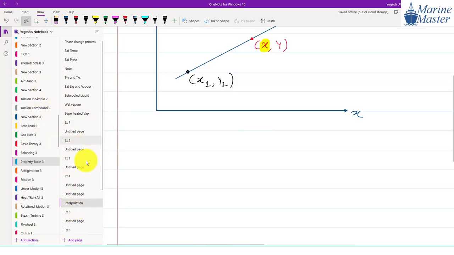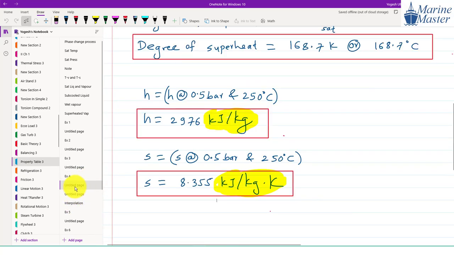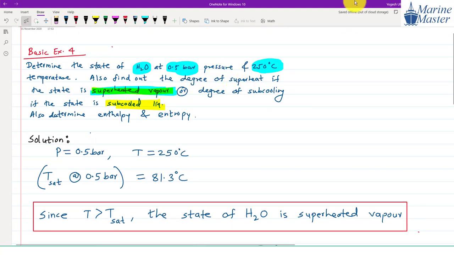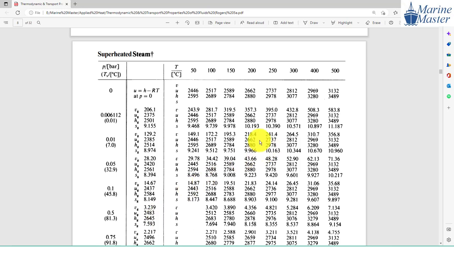Now we are going to see. Now here, if you observe, guys, in this question that we have currently discussed, which temperature have they given us? 250 degrees Celsius. And that 250 degrees Celsius luckily is available to us in the property table, so we got it directly. We need an enthalpy. Enthalpy at 0.5 bar pressure and corresponding 250 degrees Celsius is 2976.